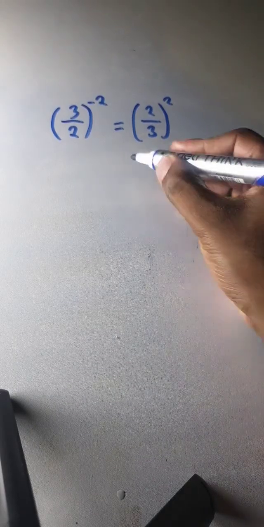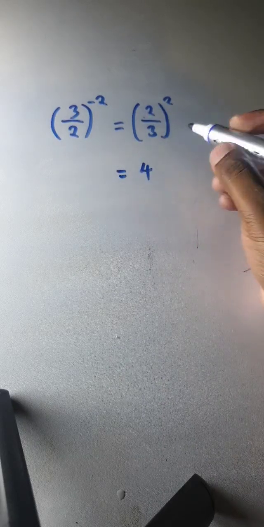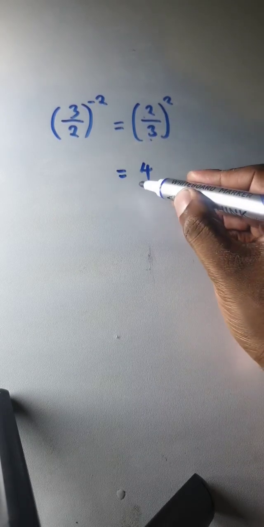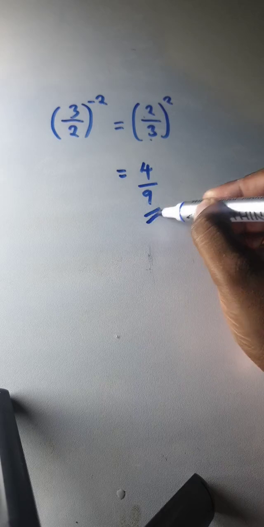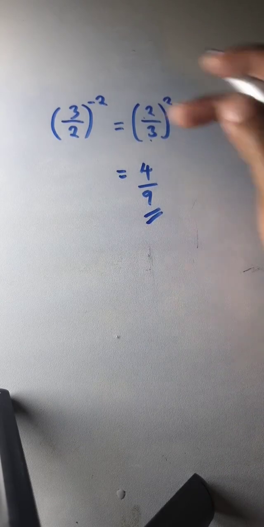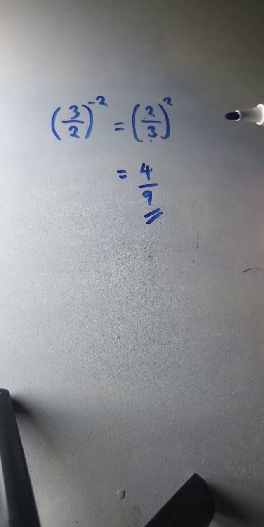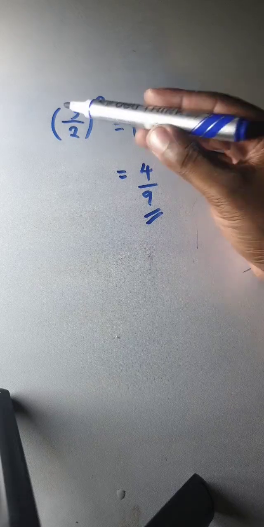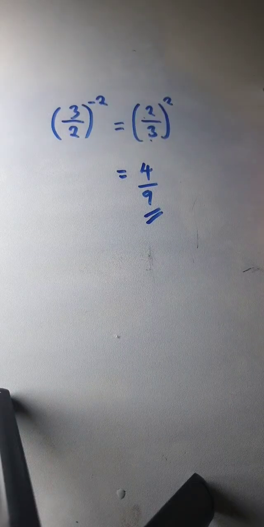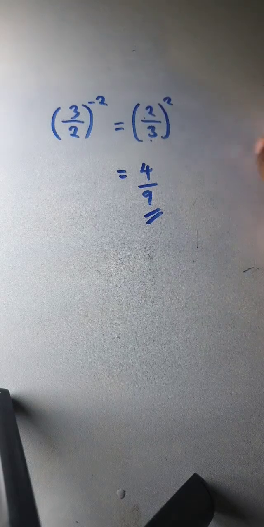Then after that, we say 2 squared, it is 4. 3 squared, it is 9. Voila, that's how we answer such a question. But if it had no negative, we would have just gone direct 3 squared, 2 squared. Because of that negative, we had to reciprocate. We had to interchange the denominator becoming the numerator and the numerator becoming the denominator.